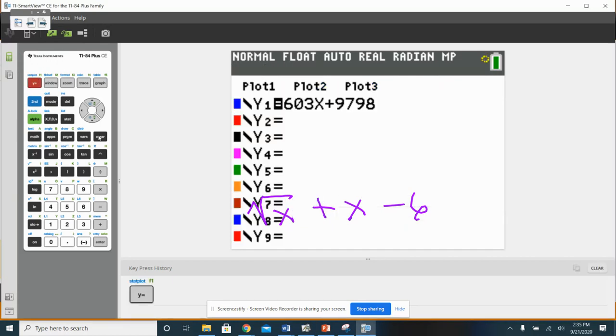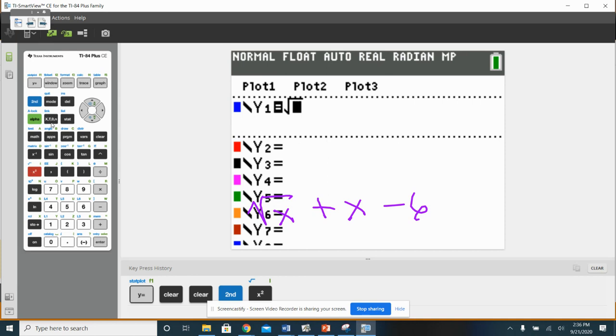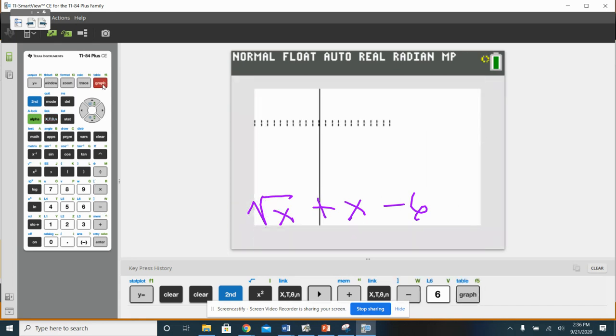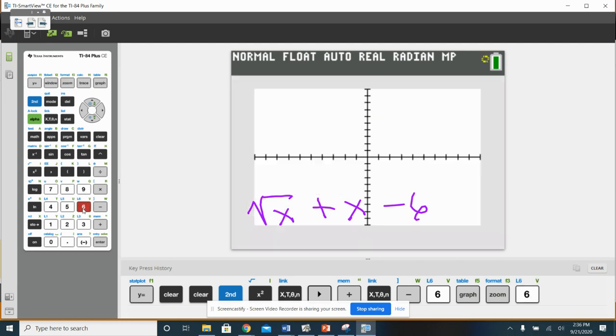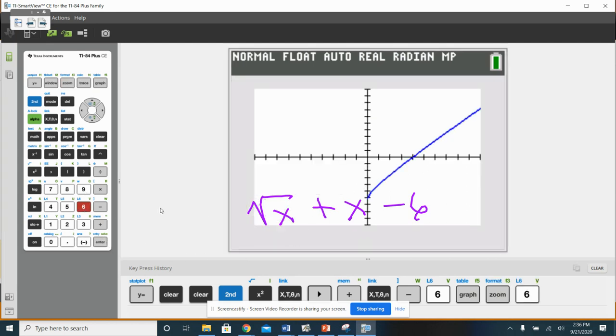Y equals the square root of x, plus x minus 6. So let's look at the domain and range of this guy. Let's look at the graph. My zoom's a little messed up, so I'm going to hit zoom 6 to see if I can see it clearly. Okay, and it looks kind of weird.